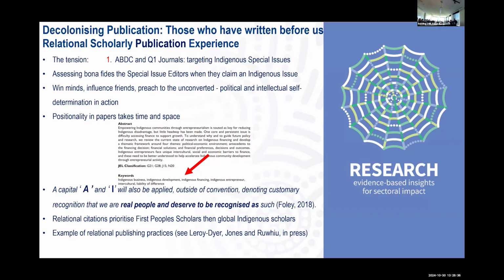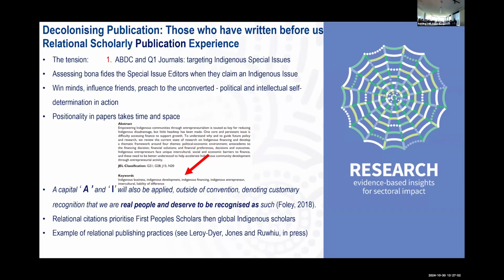And minor things, again, a lowercase I, as Dennis has said previously, we're real people, and I reject journals saying that they can't do a capital I, they can't do a capital P for First Peoples, because I've done it and they will do that. So that's my standpoint.